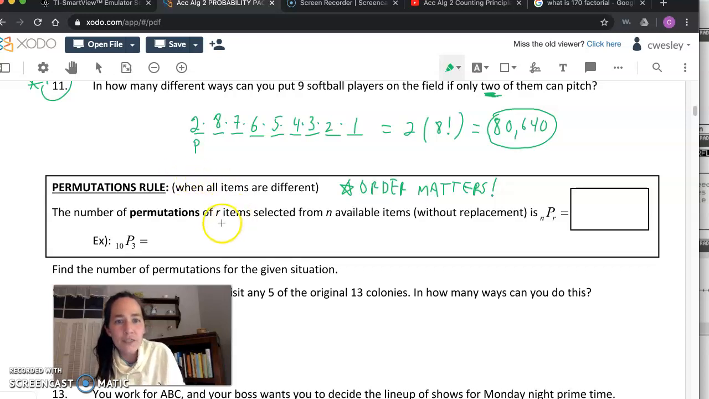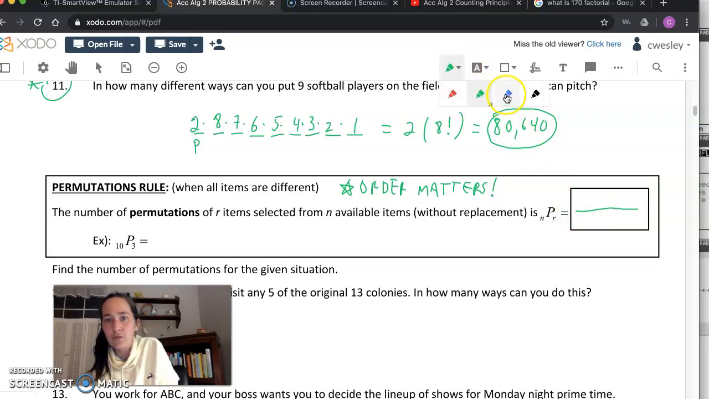This is the number of permutations of r items selected from n available items without replacement, and it has this notation. We call it nPr. You have n total items and you're arranging r of them. We're going to make a fraction for this, using factorials for this definition. On top of the fraction is n factorial, so you'll do the factorial of the total number of items available. This is going to get divided by n minus r factorial, like this.